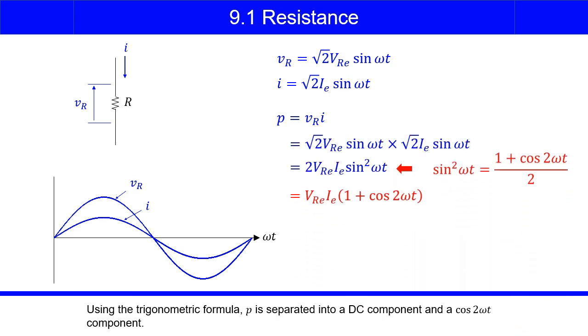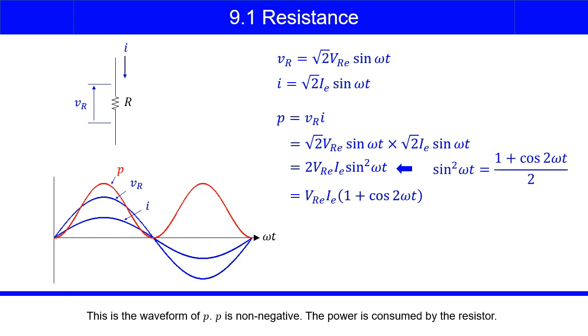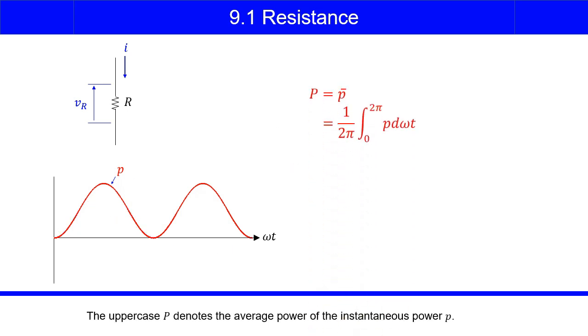Using the trigonometric formula, P is separated into a DC component and a cosine 2 omega t component. This is the waveform of P. P is non-negative. The power is consumed by the resistor. The uppercase P denotes the average power of the instantaneous power P.